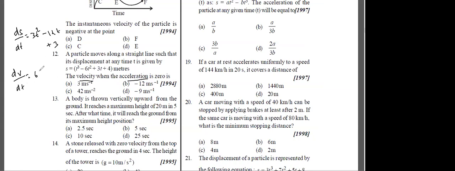Which is what? 6t minus 12. And you have to make this equal to 0. So you will get the value of t, right? Yes. And then put this value in this. Got it? Okay. Right. Very good.